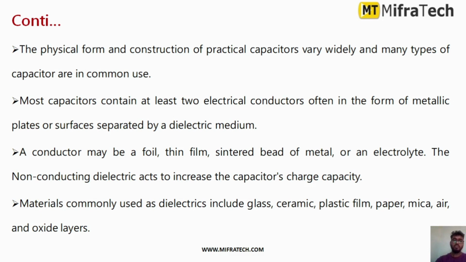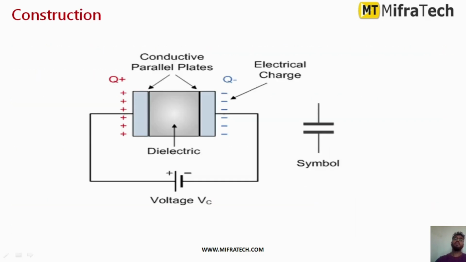The materials commonly used as dielectric mainly include glass, ceramic, plastic, paper, mica, and oxide layers. These are the different materials that can be used as a dielectric in capacitors. So this is the construction of a capacitor. This is how a capacitor will look internally.